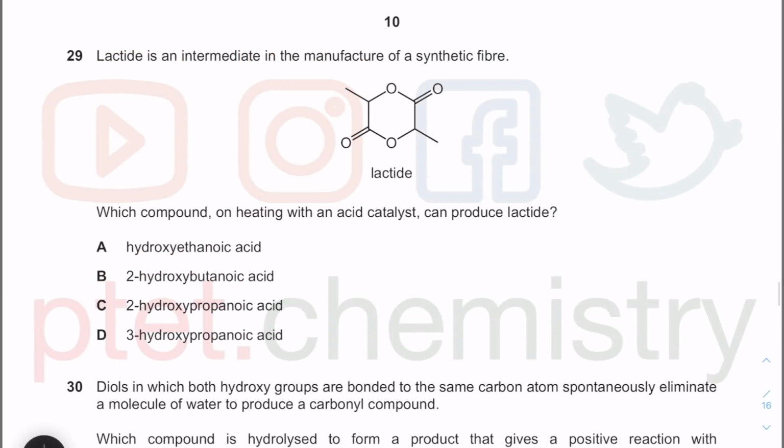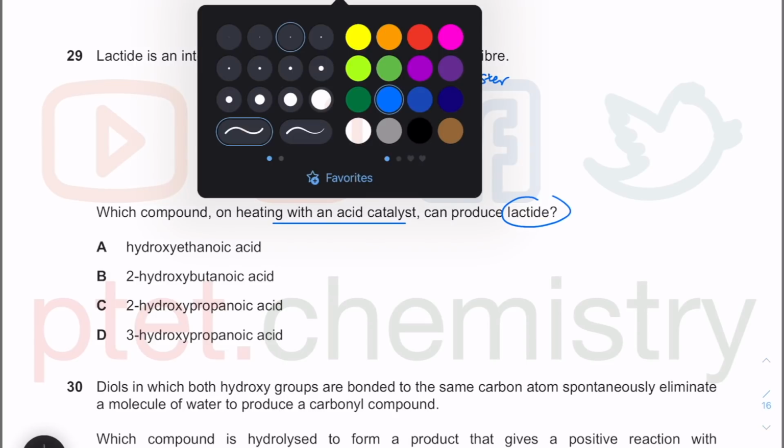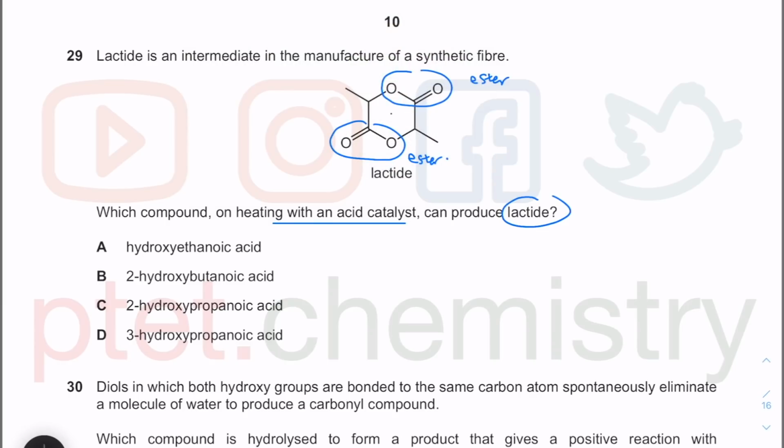Question 29, so you have a lactide. This is an intermediate. Now you are heating with an acid catalyst. You want to produce lactide. So lactide is an ester. You can hopefully see that this is an ester. So they're asking you, which one, when you heat it with an acid catalyst, can produce this? Well, if you try to form the ester, then now try to break up the ester. This is the bond that you need to break in the ester. Let me just show it in pink. So that is the new bond that you form when you form the ester. So what we're going to do is hydrolysis of the ester. We're going to get that.